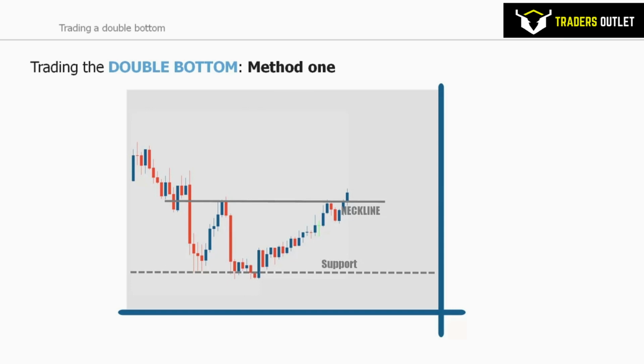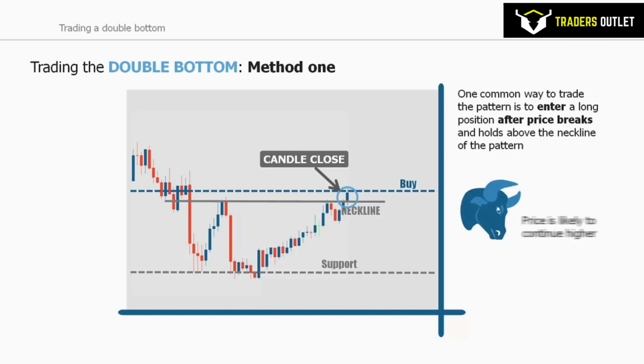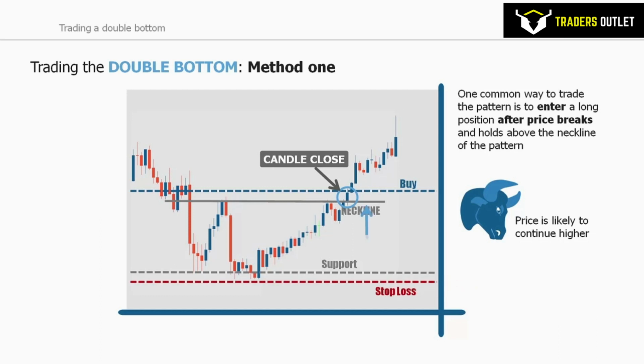Now that we know how the pattern is formed and what it looks like on a chart, let us look at two approaches to trading the double bottom. One of the more common ways traders look to trade the pattern is to enter a long position after price breaks and holds above the neckline of the pattern. Waiting for a candle close above the neckline confirms that the bulls are in control and that price is likely to continue higher. The stop loss would be placed below the low of the pattern, under support, and the profit objective is simply calculated by measuring the height of the pattern and extending that measurement up from the neckline.